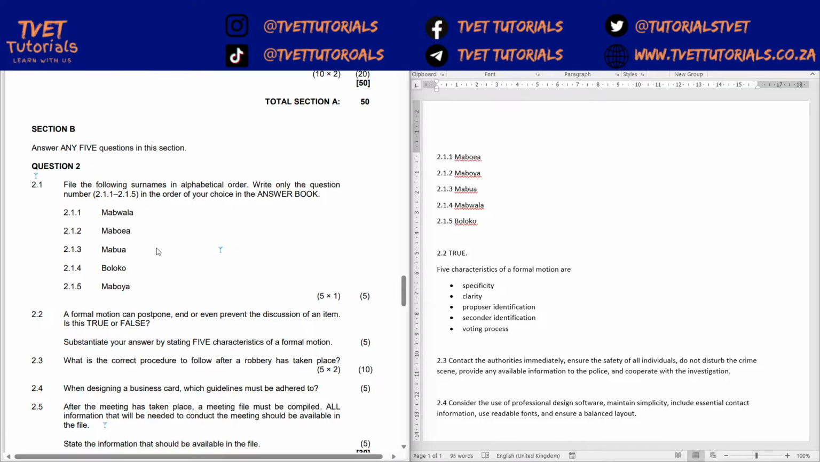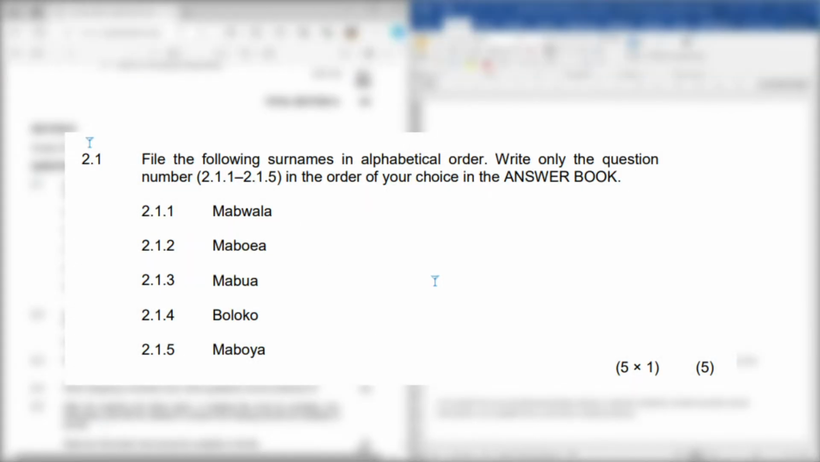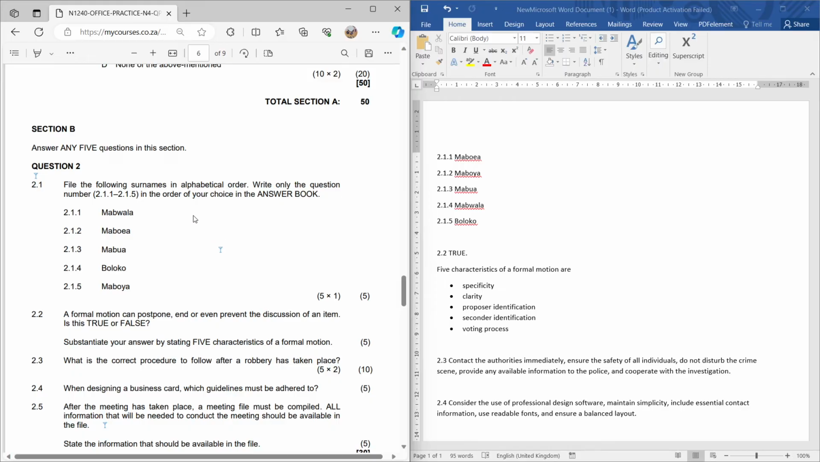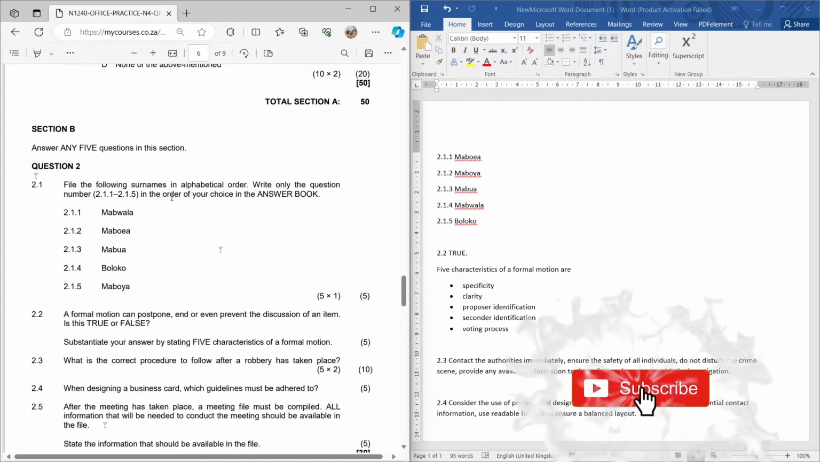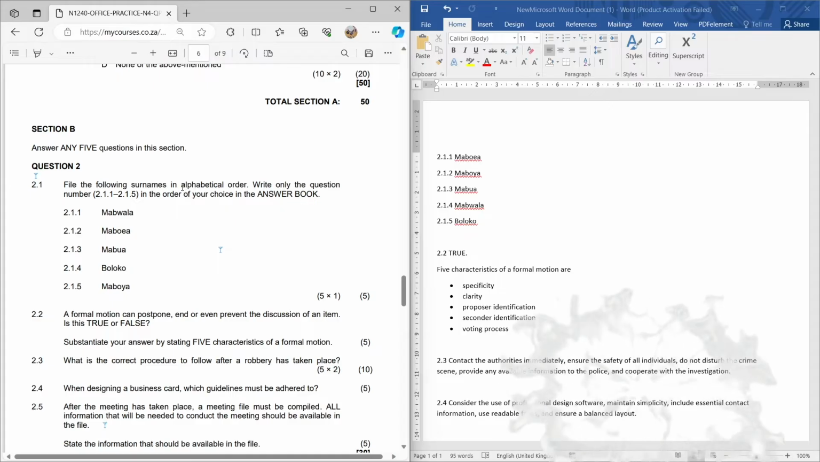So the first question reads, fill in the following surnames in alphabetical order. Write only the question number in the order of your choice in the answer book. Right, so we are basically required to rearrange these surnames in alphabetical order, right? So we are told that we can choose the order. So yes, we have the privilege of choosing the order. We just have to rearrange them alphabetically.